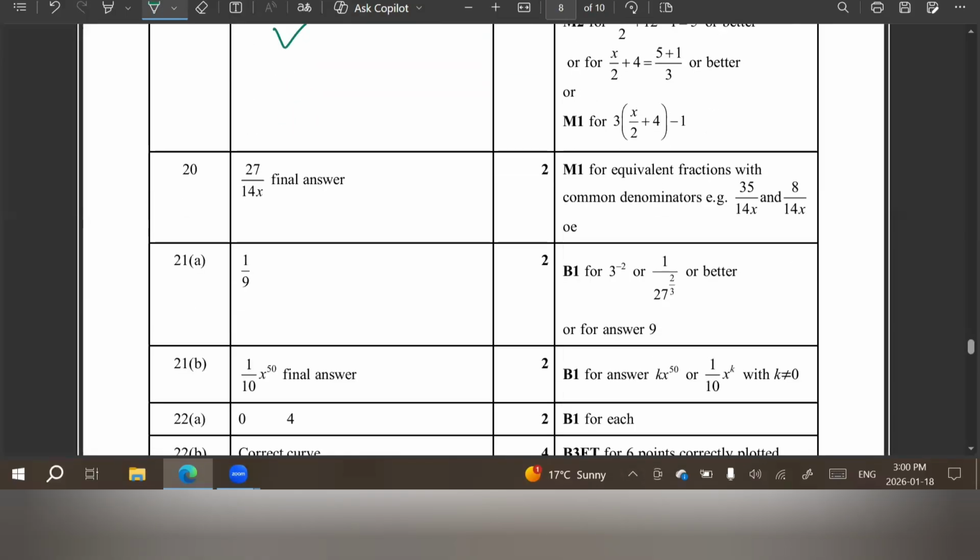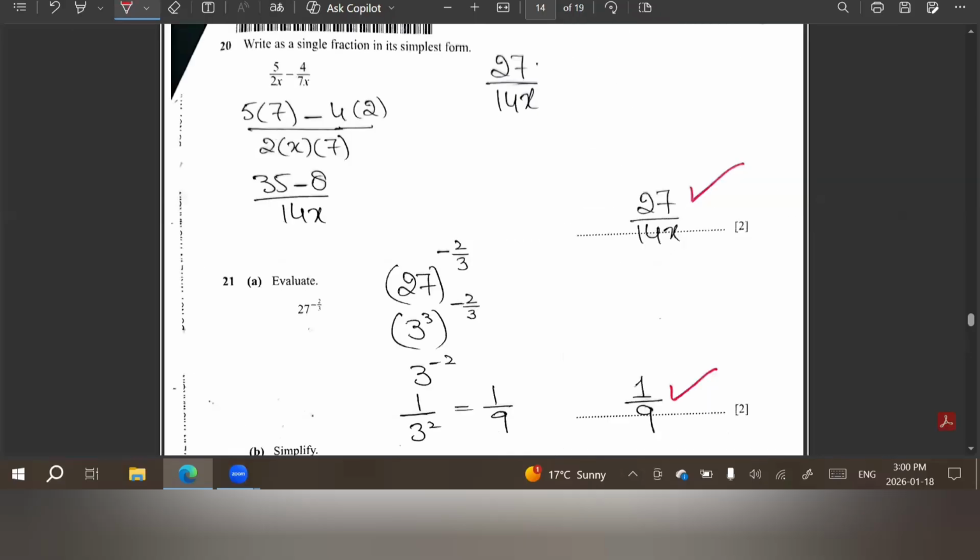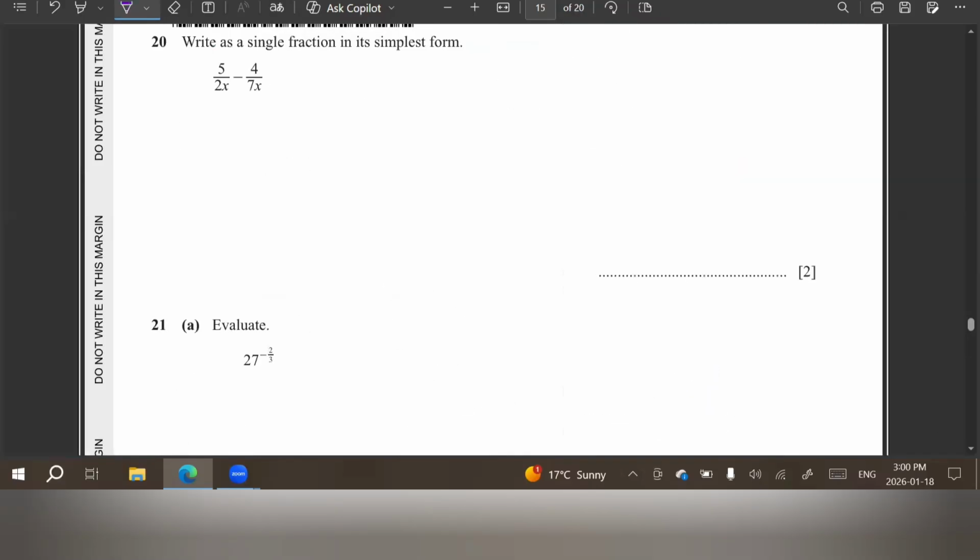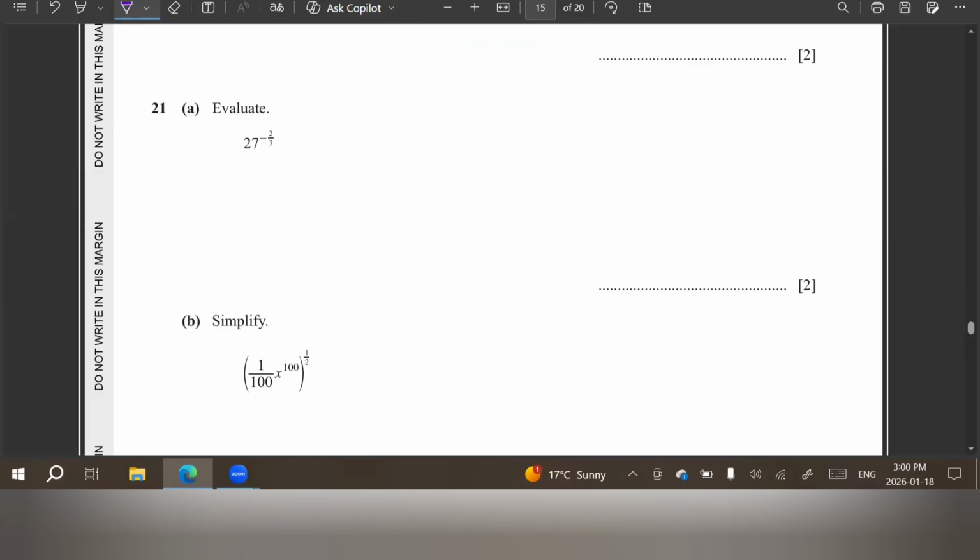Okay, now we are going to the next question. That is question number 21, A part. And then we have question number 21, B part. It is 27 raised to power minus 2 by 3.